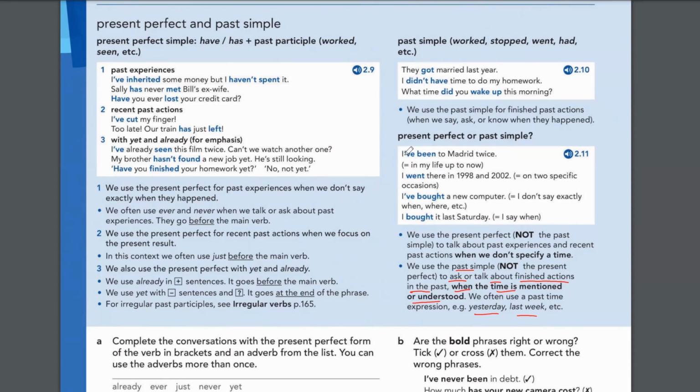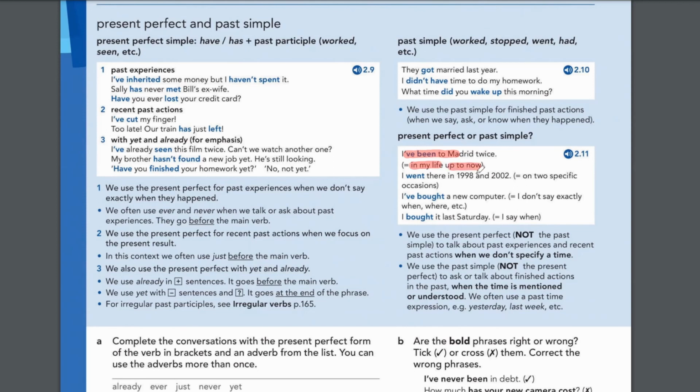Examples: I've been to Madrid twice. This is life experience. You see, we don't have the time. Definitely it happened in the past. Maybe the first one happened 10 years ago, the second one maybe 2 months ago or 2 years ago. We don't know, and it's not that important for us. Because when he says, I've been to Madrid twice, he or she is trying to tell us this experience happened to the person in my life up until now.